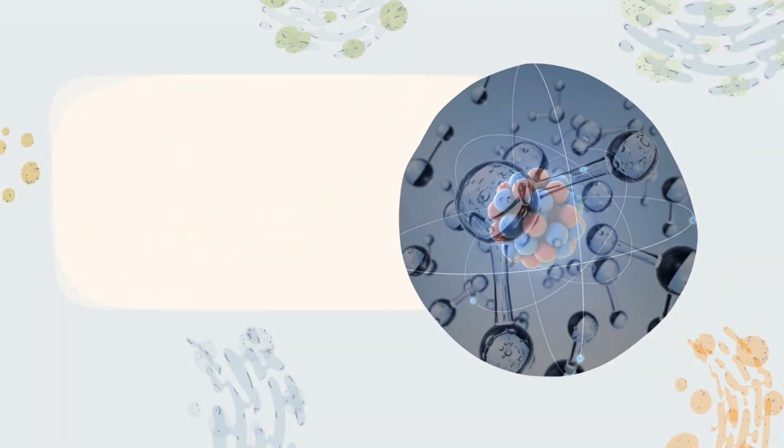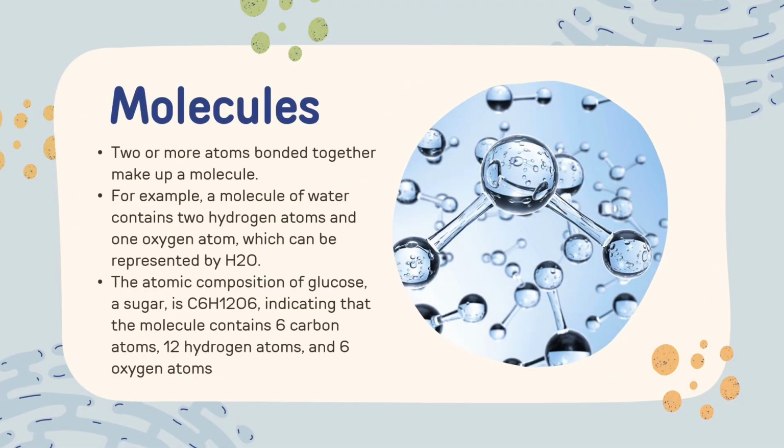So now let's discuss molecules. Atoms rarely exist on their own. When two or more atoms are bonded together, they form molecules. For example, a water molecule is made up of two hydrogen atoms and one oxygen atom. Similarly, glucose, a type of sugar, has the formula C6H12O6, which indicates 6 carbon atoms, 12 hydrogen atoms, and 6 oxygen atoms.